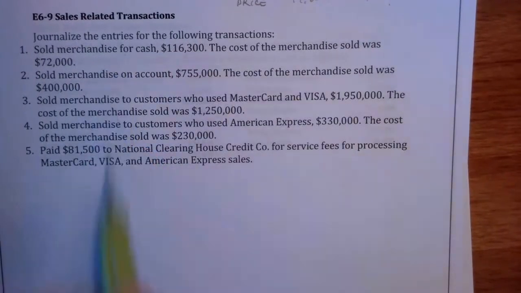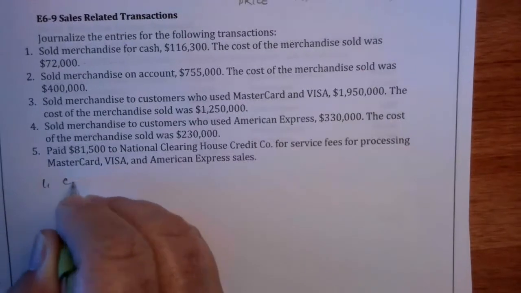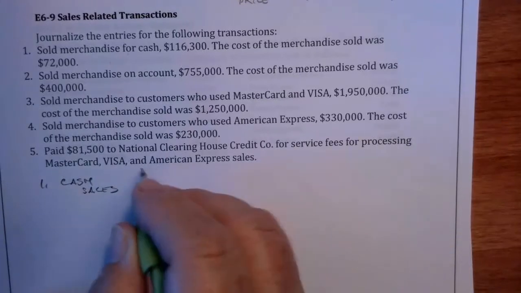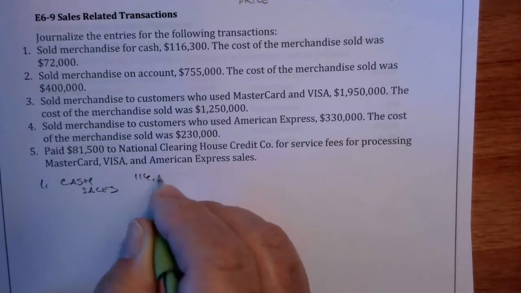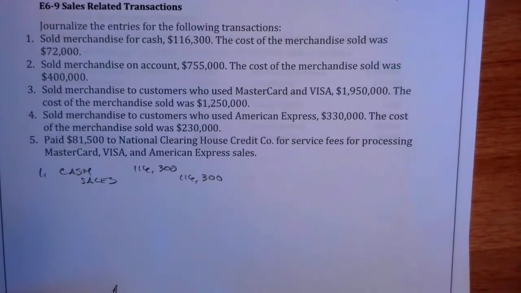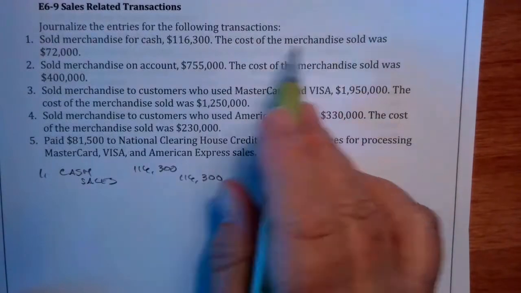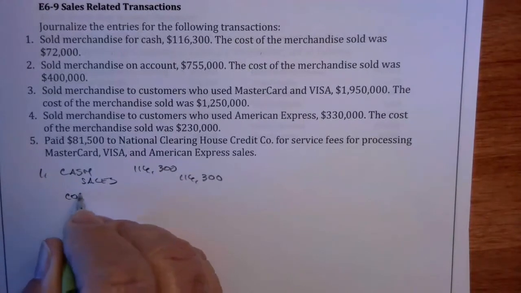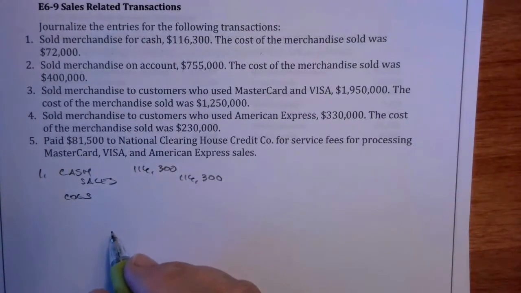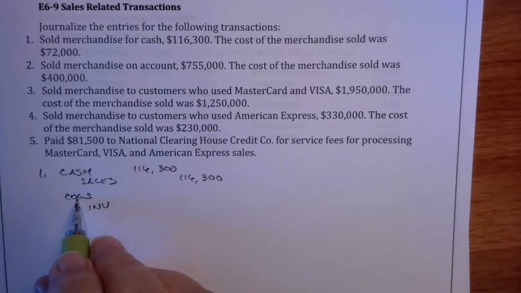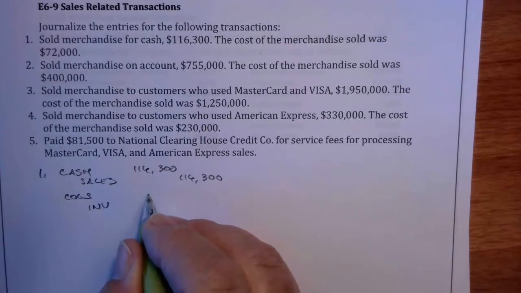So let's do our sales first. For one, I would have a debit to cash and a credit to sales for $116.3. Okay, and then the cost of the merchandise sold was 72,000. So I'm going to put it right in cost of goods sold, COGS. They might also call it the cost of merchandise sold, and then we're going to credit inventory. So it comes off the balance sheet and goes into the income statement for 72,000.